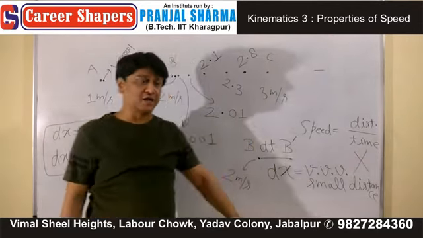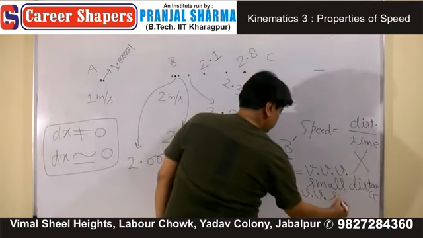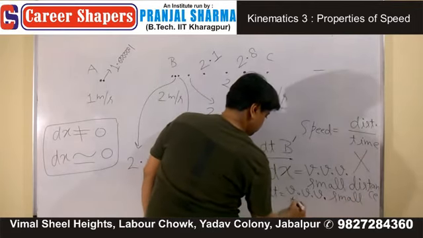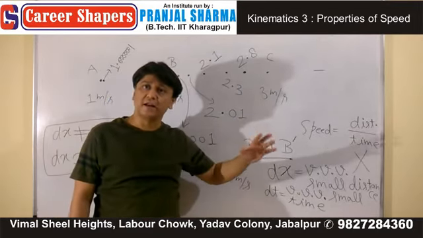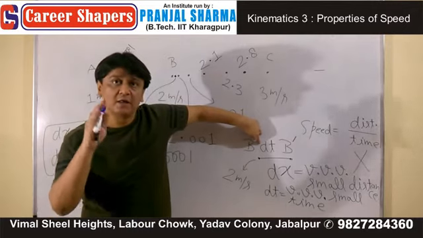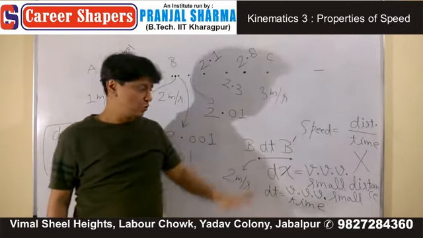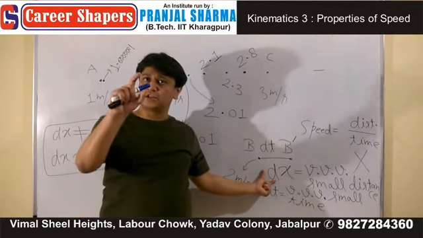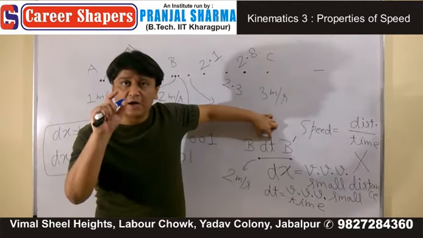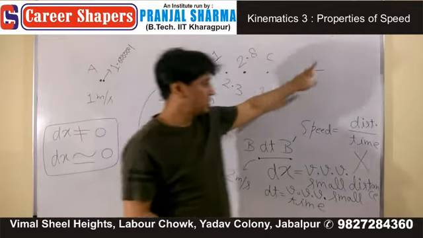So what is dt? Dt we call very, very small time. Just like dx is very, very small distance, d means very, very small time here. So from B to B dash, we have a small distance of dx and a very small time which the object took to cover this distance, that is dt.